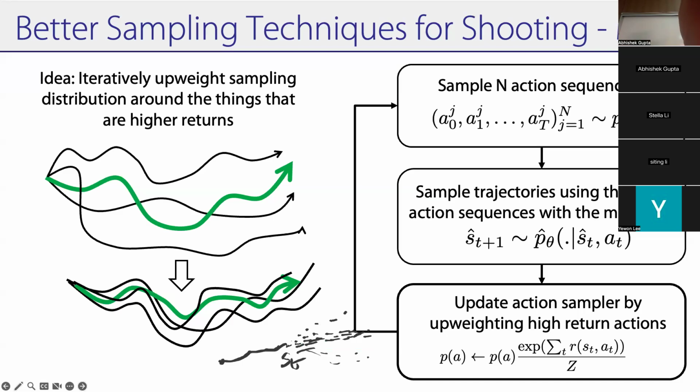And so rather than just one round of planning, you would do multiple rounds of refining your sampling distribution, and then you would execute. So you can kind of think of it as you start spraying, right? And then you see which things work well, refine around those, see which things work well, refine around those, and then you make a decision, right? And then you repeat. It's almost like a little mini RL procedure.